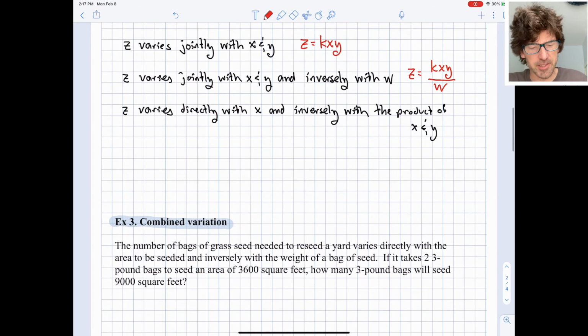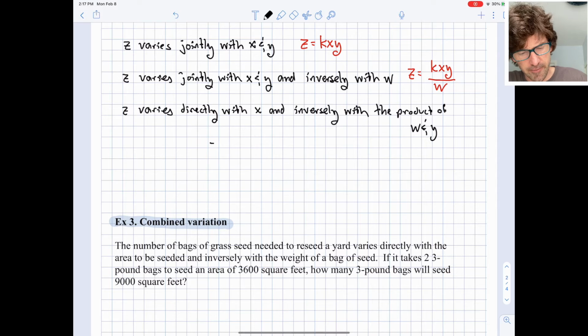And as a third particular example, if z varies directly with x and inversely with the product of x and y, that's a mistake. Let me change that. That should be the product of w and y. Okay. So again, z varies directly with x and inversely with the product of w and y.